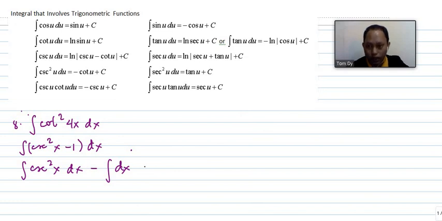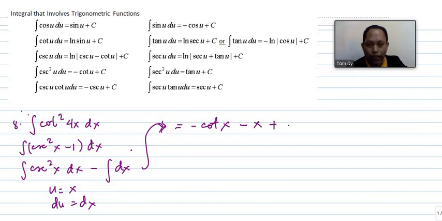Now, let u equal x, and then du is equivalent to dx. If you have observed, we usually check our u and take the derivative of u before we use our formula. For this case, the integral of cosecant squared u is equivalent to negative cotangent u, which is negative cotangent of x, minus the integral of dx, which equals x, and then plus c. So this will be our final answer.